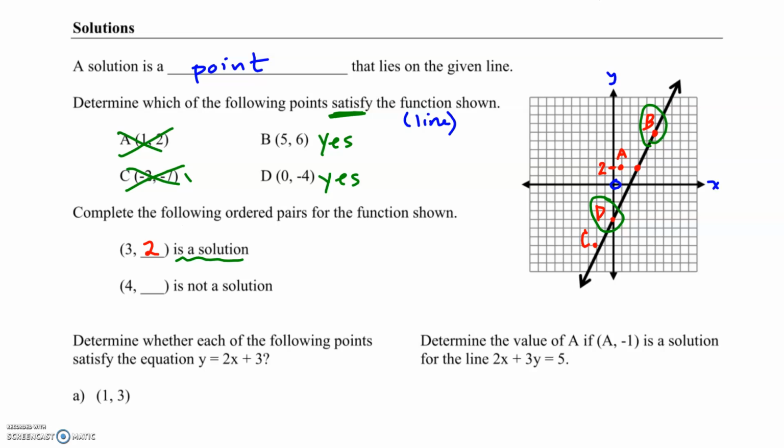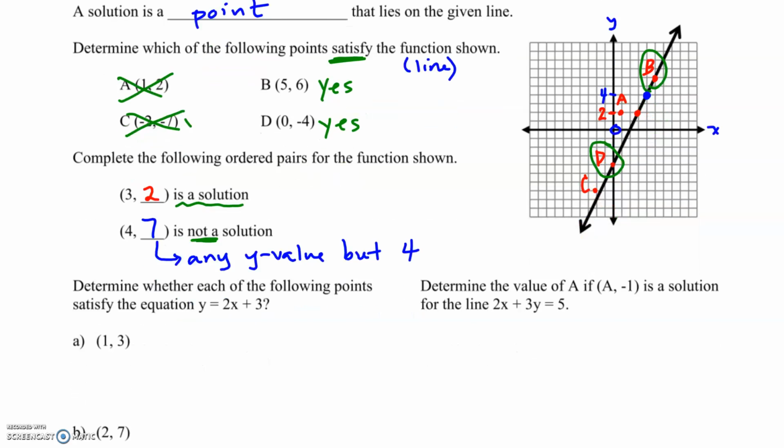Now the next one says you have an x value of 4. What's a y value? So it's not a solution. So an x value, 1, 2, 3, 4 is here. So if it was a solution, it would have a y value of 4. So that means I can choose any y value but 4, because the question says it's not a solution. So I'm going to pick 7.